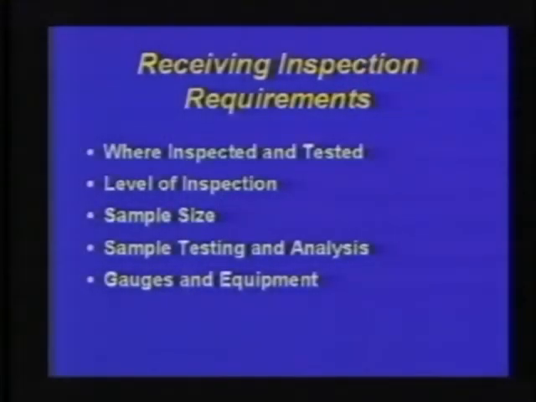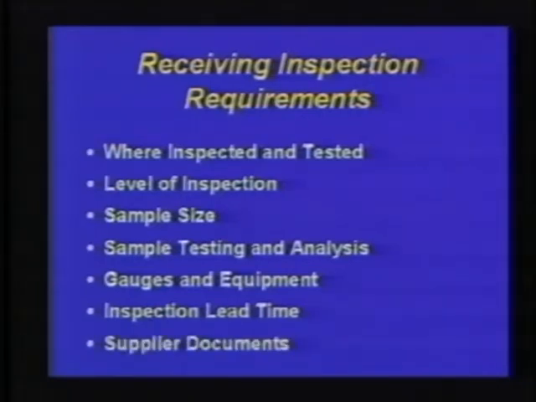There may be some need to obtain gauges and equipment, and probably your own internal inspection department, your QC or QA department may support the receiving inspection function within the maintenance storeroom. Then there is the inspection lead time that we addressed earlier, and then any supplier documents that are required for the testing and the validation of testing should also be included on purchase orders and procedures developed in terms of the filing and the ability to retrieve supplier document information.